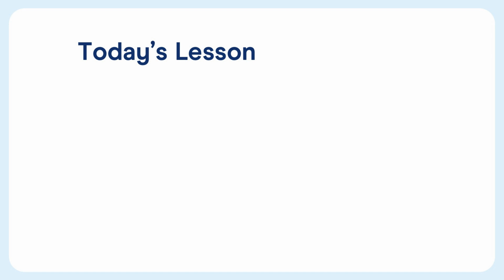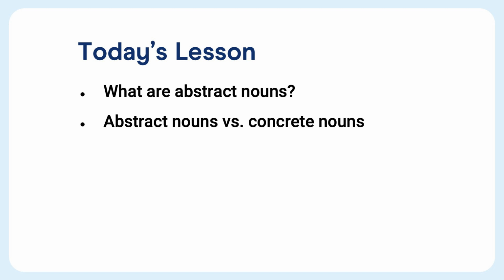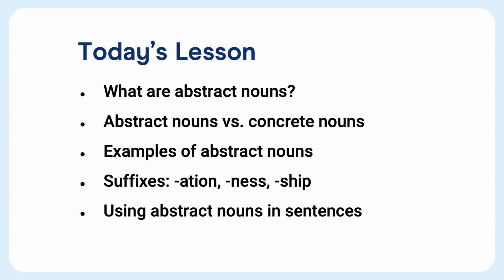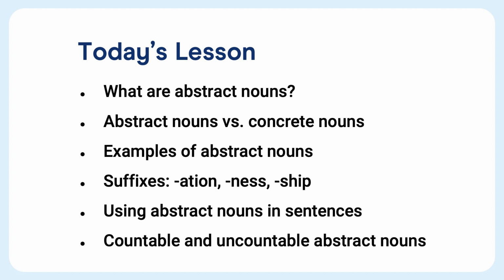In today's lesson, we'll learn what abstract nouns are. We'll find out the difference between abstract nouns and concrete nouns. We'll look at lots of examples of abstract nouns. We'll find out about suffixes like ation or ness or ship that you put onto a verb to make an abstract noun. We'll learn how to use abstract nouns in sentences, and we'll look at countable and uncountable abstract nouns.